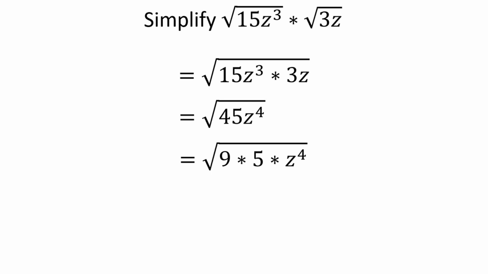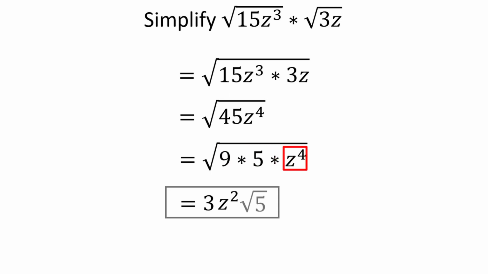9 and z to the fourth are both perfect squares. The square root of 9 is 3, and the square root of z to the fourth is z squared, so that our final answer is 3z squared times the square root of 5, as the square root of 5 is not a perfect square and cannot be simplified.